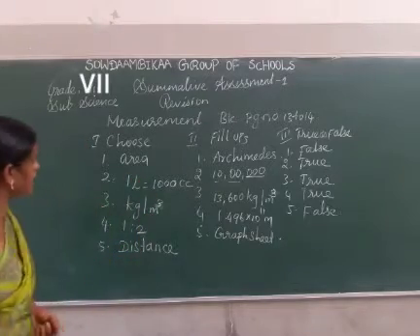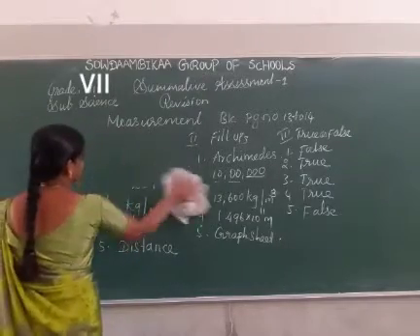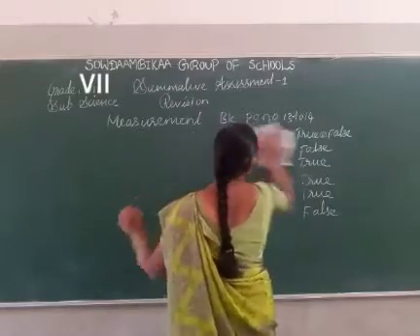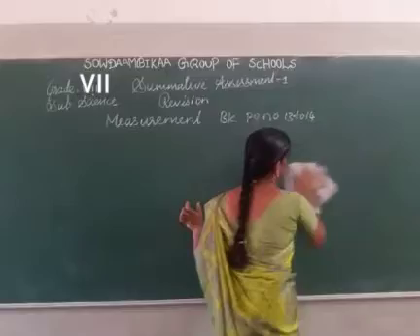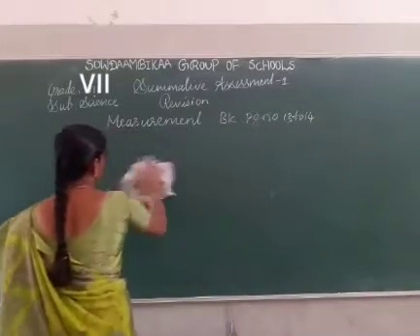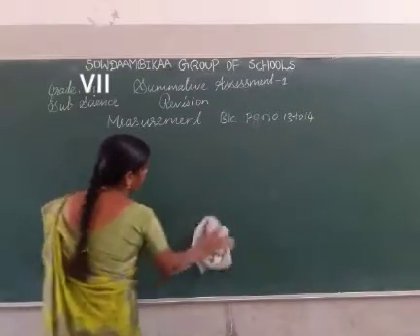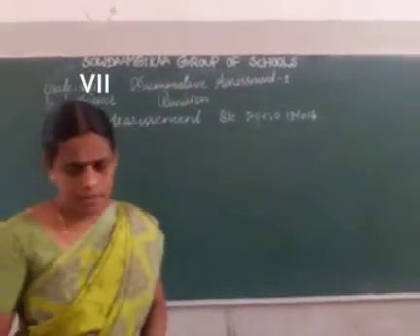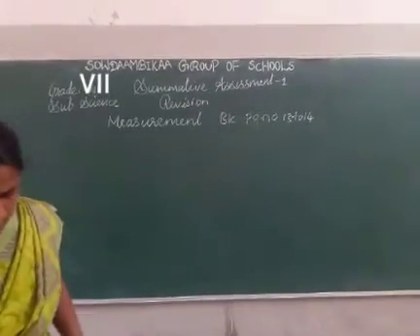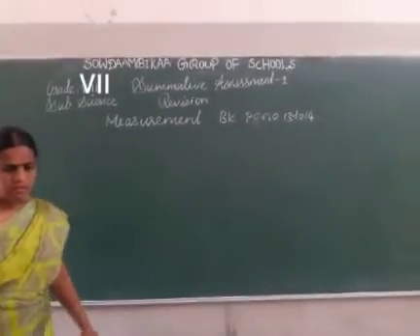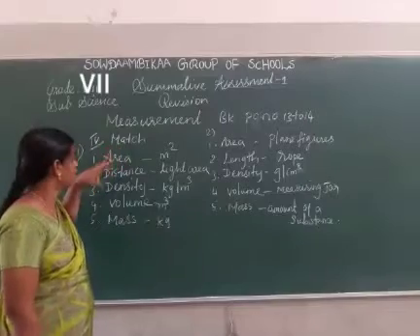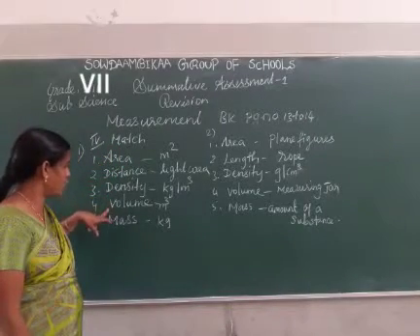Okay, we see the next Roman. What is the next Roman? Match the following. So, match the following. Area, distance, density, volume, mass.